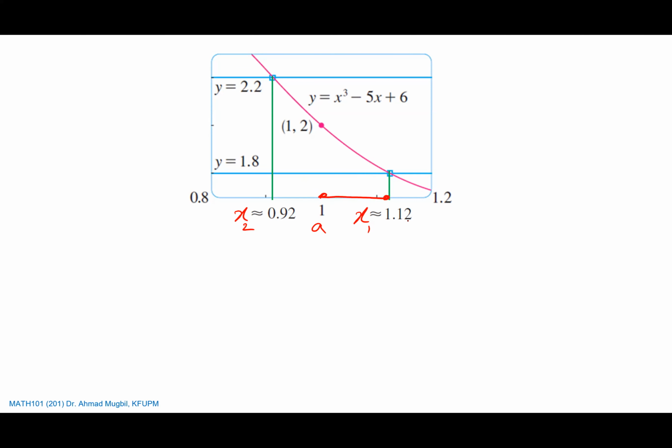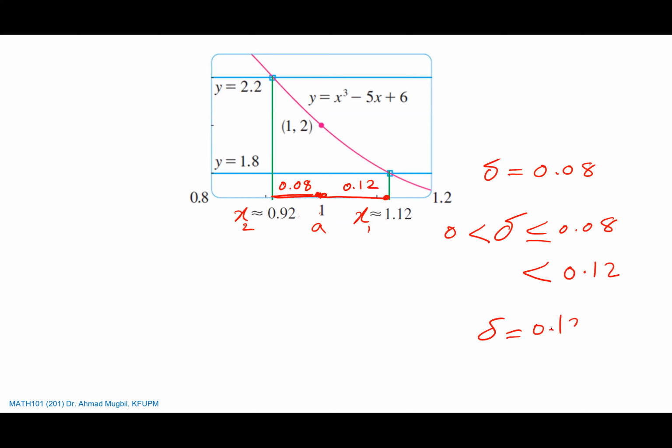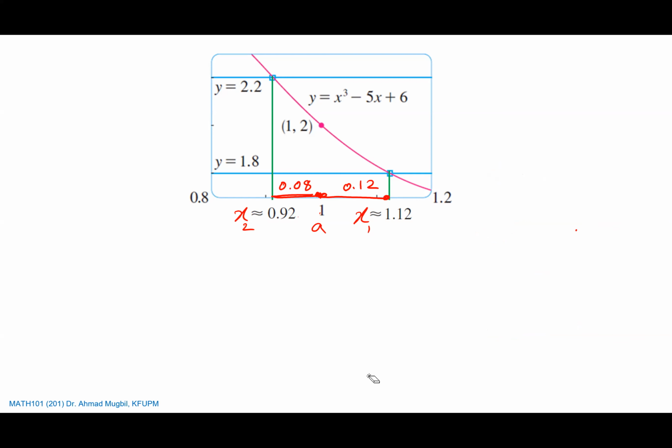Now, what is the distance, ya shabab, from here to here? From 1 to 1.12, it is 0.12. What is the distance from here to here? From 1 to 0.92, it is 0.08. So we will choose delta to be the smaller one, 0.08. Why do we choose the smaller one? Because if delta is less than 0.08, it works also. If it is less than 0.08, it will be less than 0.12. But if I choose it to be less than 0.12, it will not necessarily be less than 0.08, because it could be 0.1, for example, which is in between. So to guarantee the interval that x is within, you should choose the smaller value of delta.